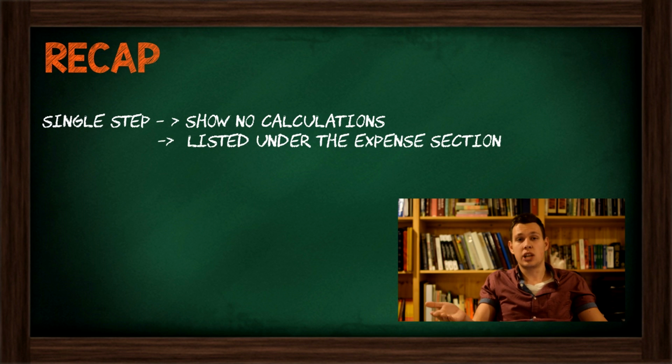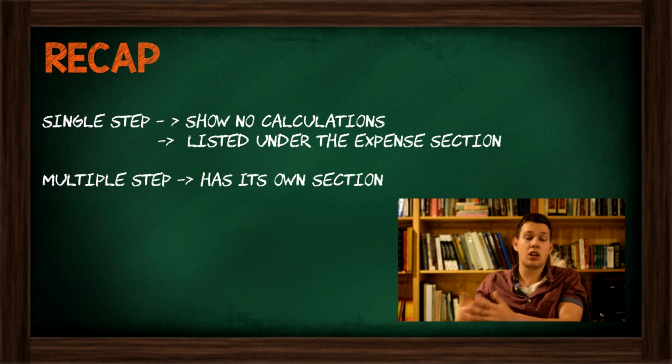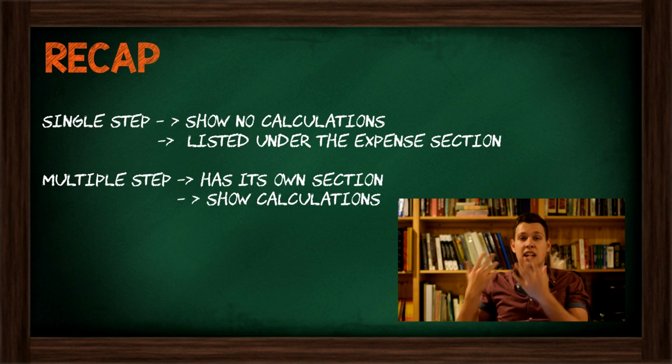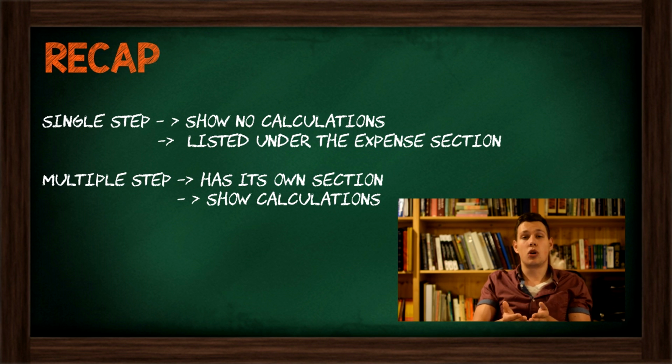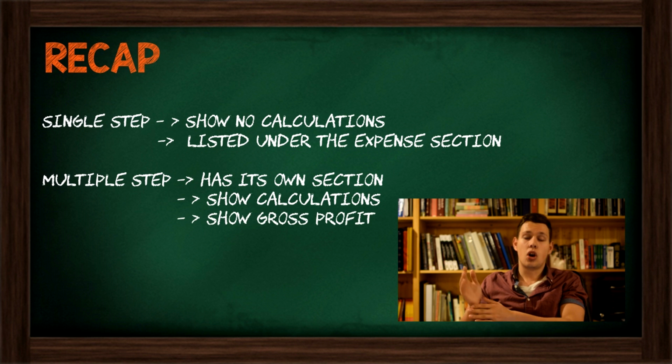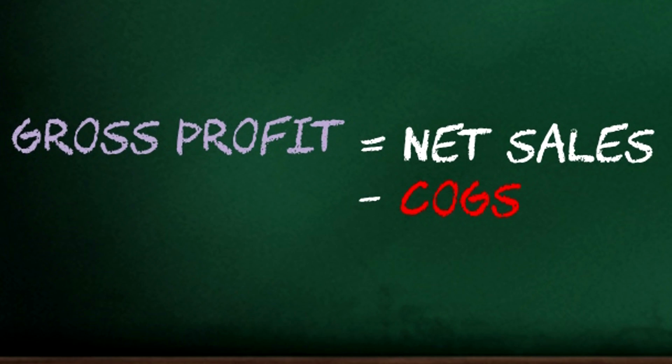However, on the multiple step, cost of goods sold actually has its own separate header and section, and within that section, you use all three equations in order to calculate and present your cost of goods sold amount, right? And not only that, but you also like to show your gross profit calculations on the multiple step income statement as well. And you record gross profit right after cost of goods sold, which again equals net sales minus cost of goods sold.